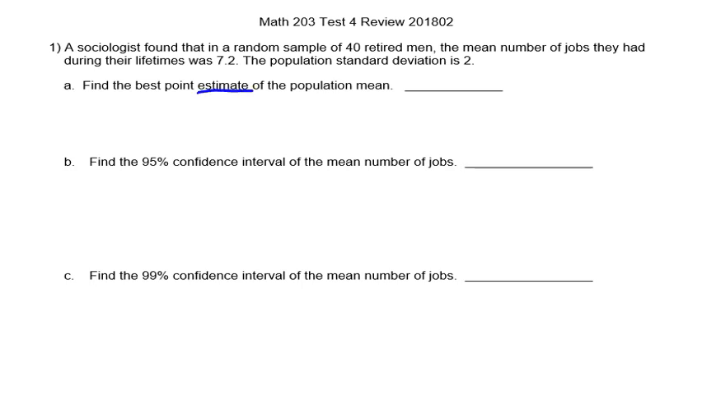Anytime you want to estimate a population parameter, simply replace it with the word sample. Okay, so if you look in here, the sample mean was 7.2. So that's A. B, find a 95% confidence interval for the mean number of jobs that a retired person has held over his lifetime. So we're looking for a confidence interval associated with the mean.